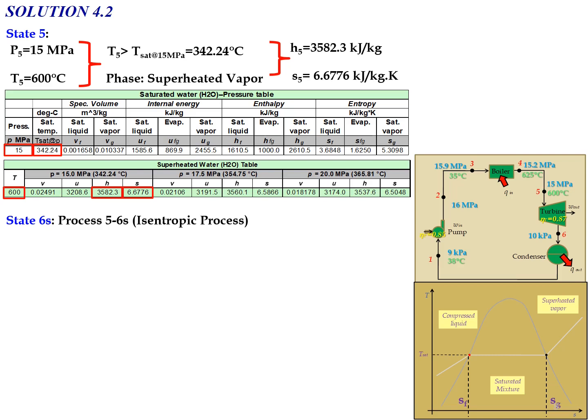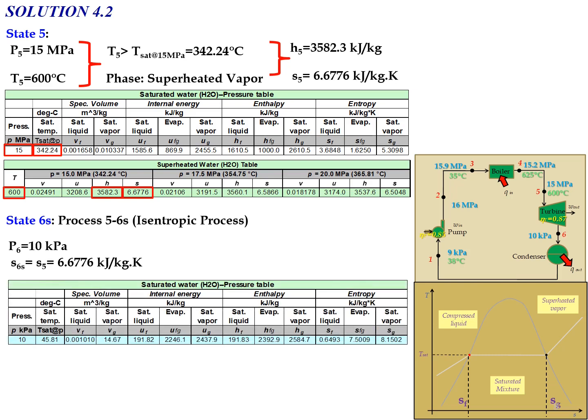Okay, now for state 6S, we know that the state is involved with an isentropic process. So the pressure given for state 6, P6 equals 10 kilopascal, and this pressure is also the same as the pressure for state 6A. And due to the isentropic process, S6S equals S5, which equals 6.6776 kilojoule per kg Kelvin. Okay, so now we need to determine the phase for state 6S.